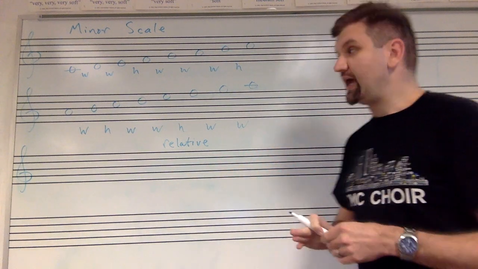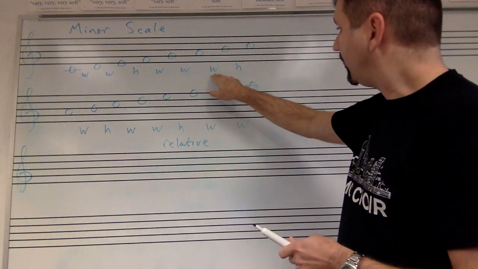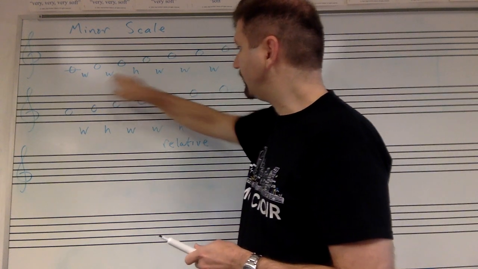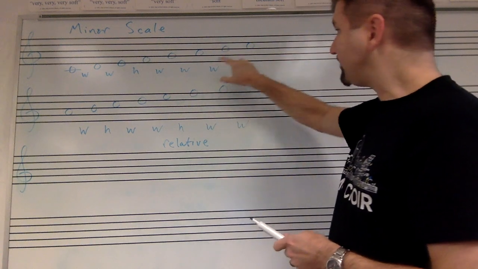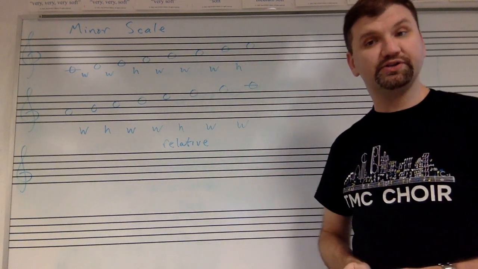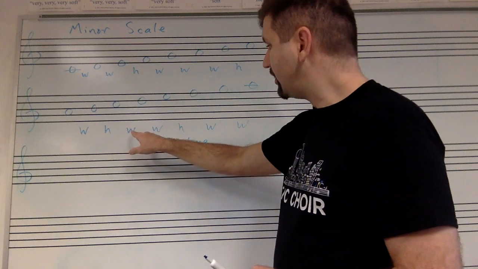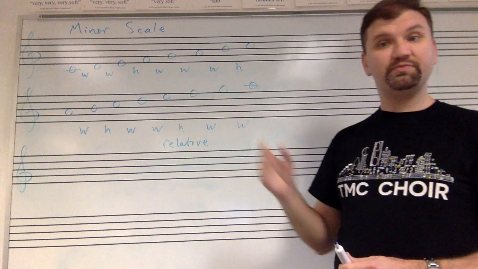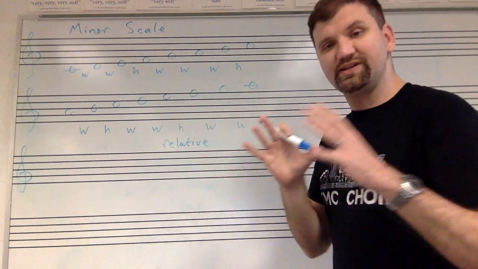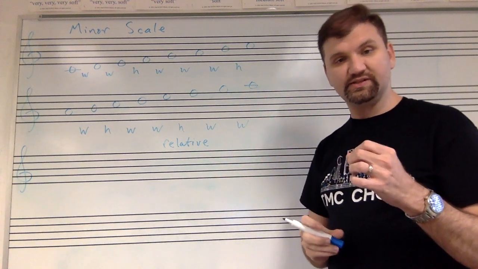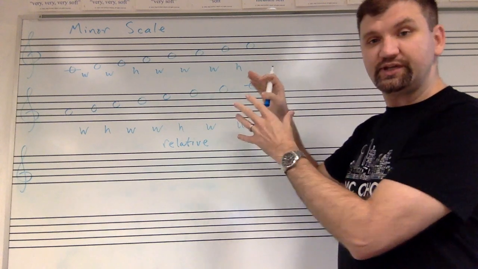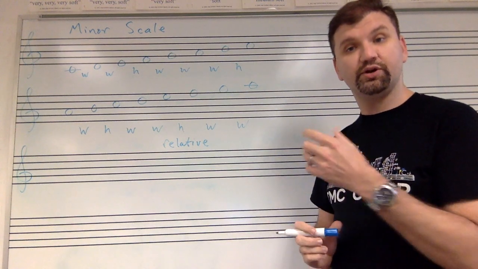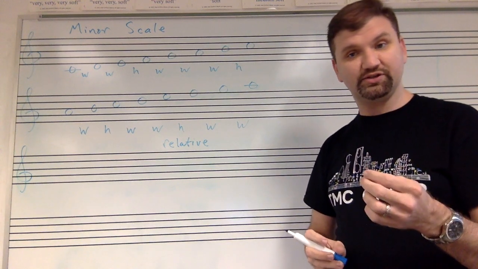Relative scales. And we'll notice that this pattern, whole, half, whole, whole, half, whole, whole, starting on the sixth note gives us the minor scale pattern. Or starting on the third note here, whole, whole, half, whole, whole, whole, half, that gives us the pattern of the major scale. So relative scales or relative keys are scales or keys that share the same pitches. When we start talking about key signatures, you can also think about them sharing the same key signature.